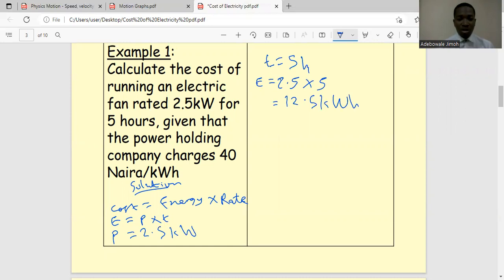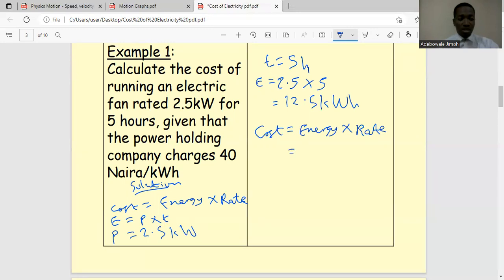Now, how do you get the cost? The cost is the energy consumed multiplied by the rate. That's the rate at which energy is being charged.